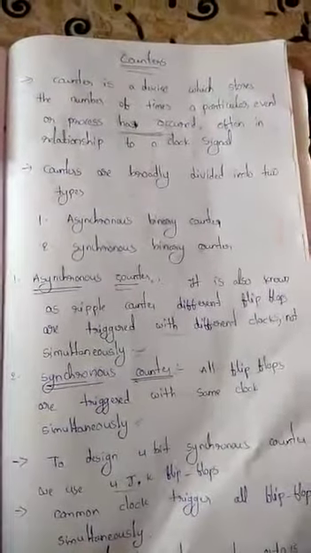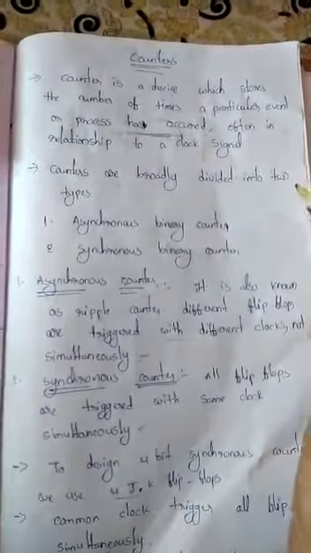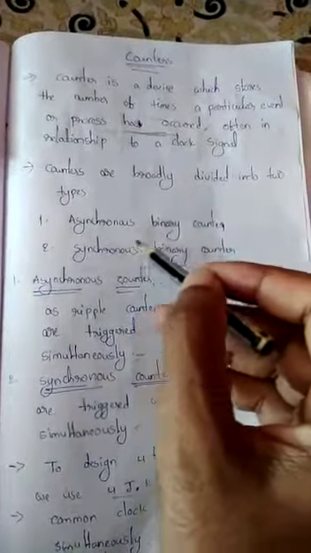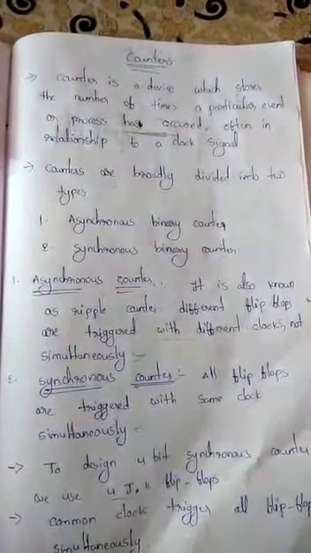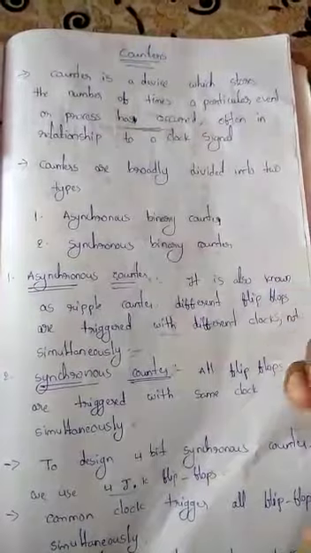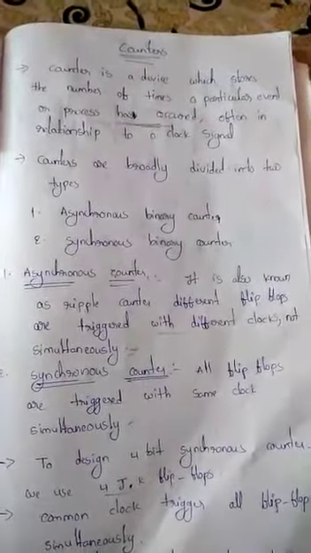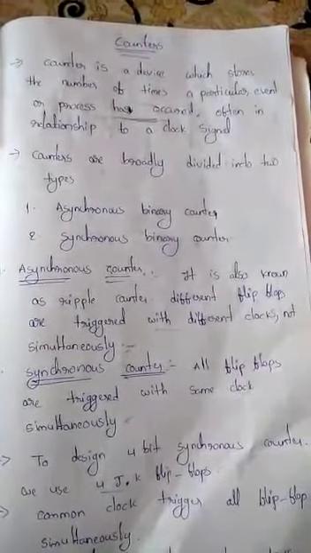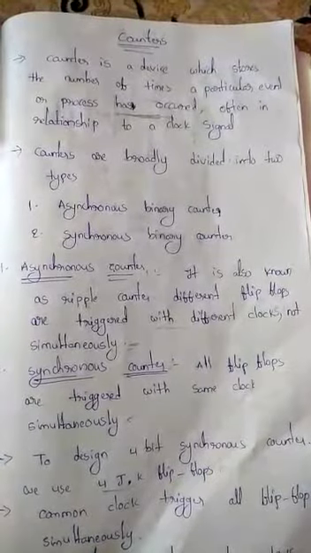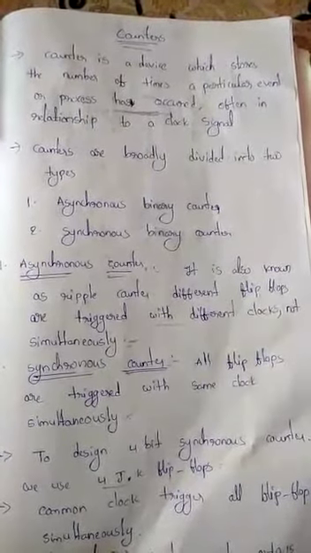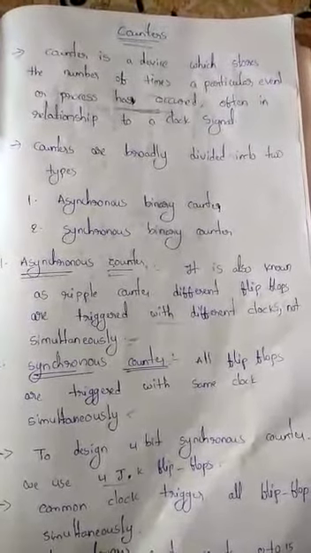Now we discuss binary counters. Binary counters are broadly divided into two types: one is the asynchronous binary counter, and the other is the synchronous binary counter. Already we know about asynchronous sequential circuits and synchronous sequential circuits. An asynchronous sequential circuit is one where circuit elements run with different clock signals. A synchronous sequential circuit is one where all circuit elements run with the same clock signal.